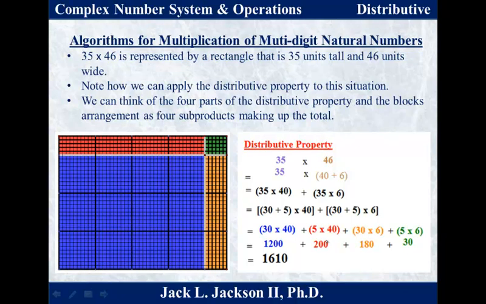How about the red? That's a rectangle 5 tall and 40 wide. That's exactly the red rectangle. And, of course, the blue is 30 tall and 40 wide. So the 1200, that partial product, 30 times 40, is how many blue tiles we have here. How many red tiles do we have? Well, we have 5 times 40, which is 200 red tiles.